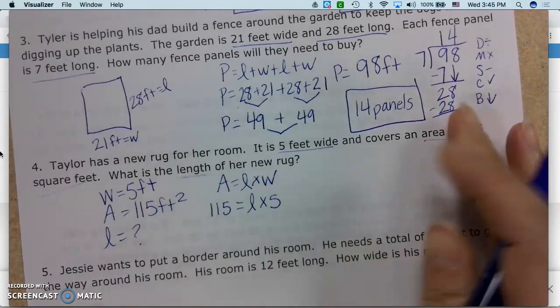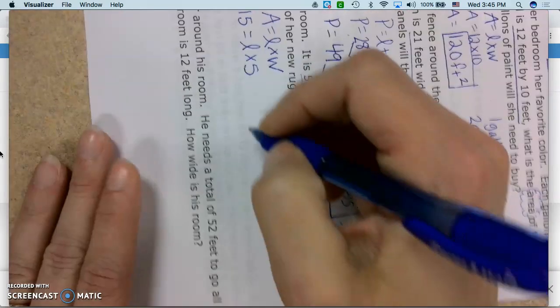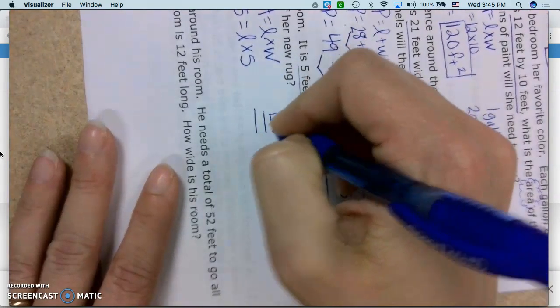And the opposite of multiplication is division, so this is where I would turn my paper sideways if I needed to.